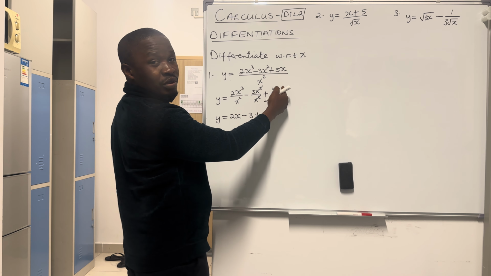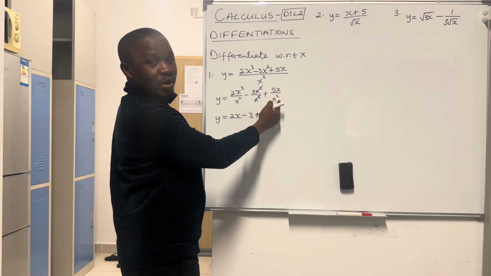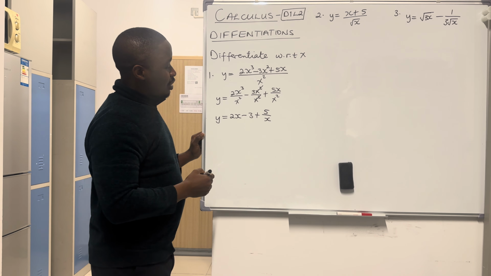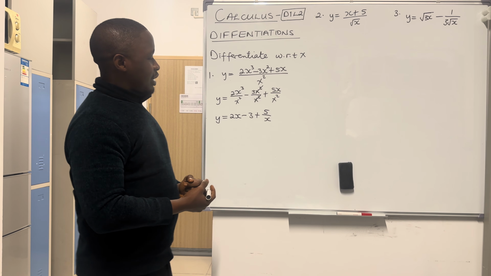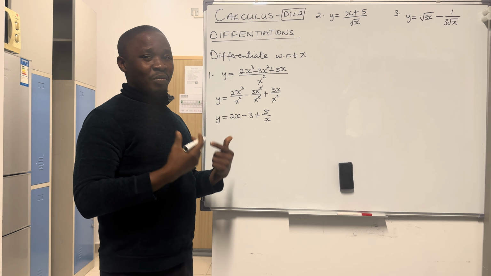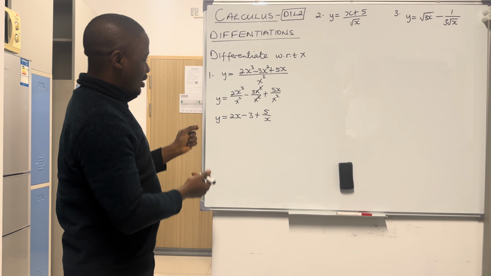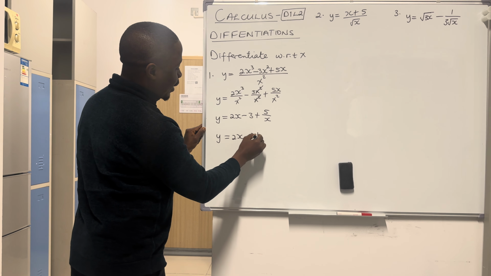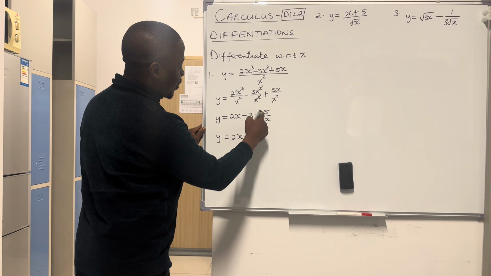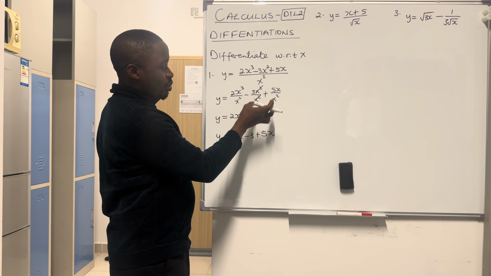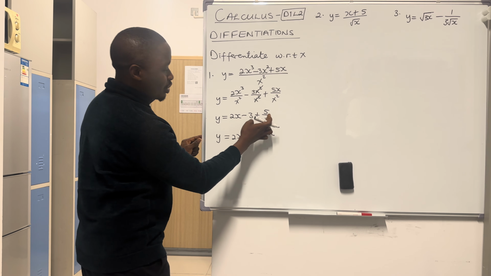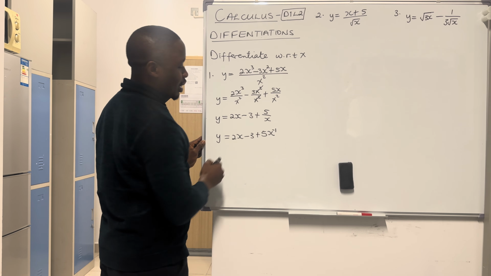For the last term, this x will take away one x, and there will remain one x here. So we say 5 over x. The next thing we do is to remove the variable from the denominator. So we go again: 2x minus 3 plus 5, and we take x to the numerator. When we move a variable from the bottom to the top, we change the sign of the power. So this power 1 becomes minus 1.